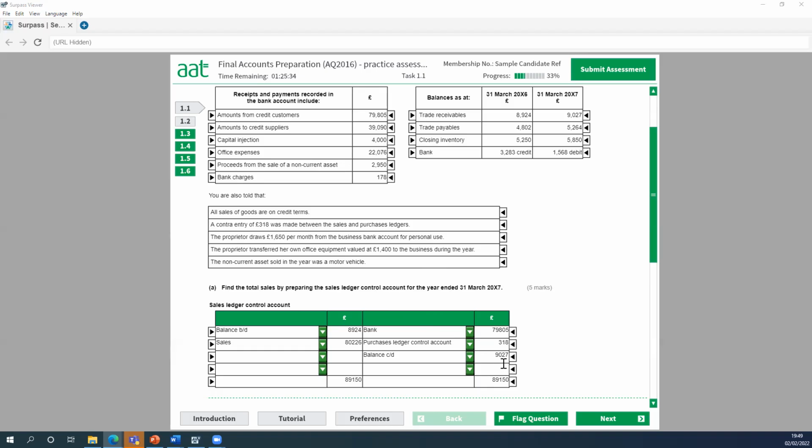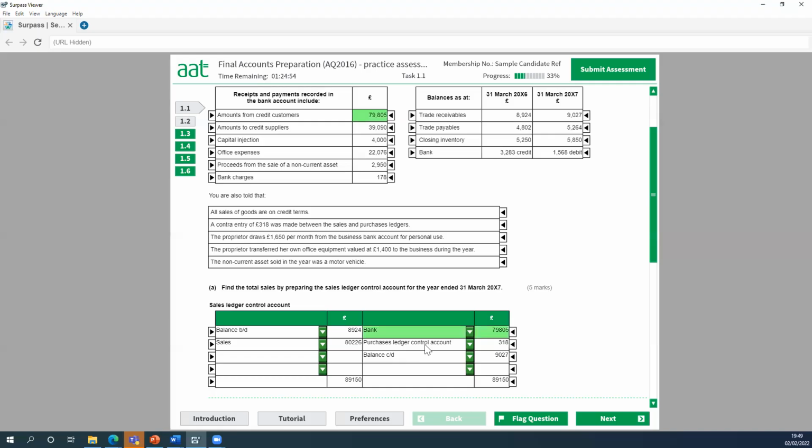So I put those figures in first, making sure I've got enough space for any other entries that I need to do. And then we'll have a look at the bank. So then it tells us here that the amounts received from credit customers, so they've paid us 79,805. Best to tick those off as you go along, so you know, okay? So 79,805 they've paid us. There's also that £318, which is that contra entry, as I said before. So we would basically credit the sales ledger control account, and we would debit the purchase ledger control account for the contra entry.